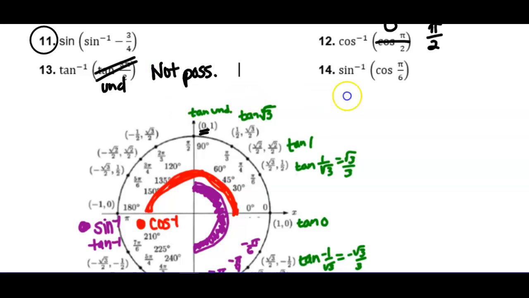Okay? And this one isn't even the same function. It has cosine in here, so you're to find what is the cosine at pi over 6. So pi over 6 is here, and its cosine is here, so this is positive square root of 3 over 2. And then it says, where is the sine? Remember, when it's an inverse, it's where. Where is the sine square root of 3 over 2? And that happens up here, the sine, the y value is square root of 3 over 2, and that happens at pi over 3.